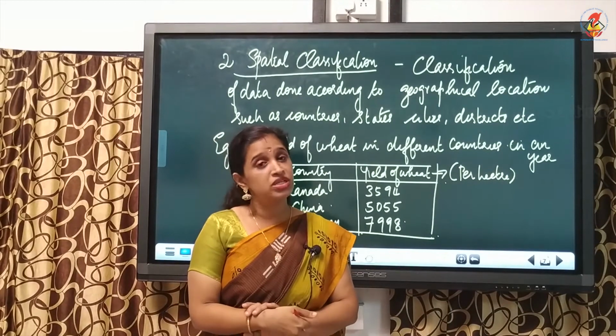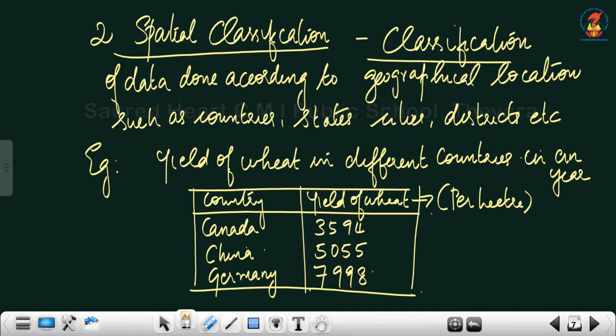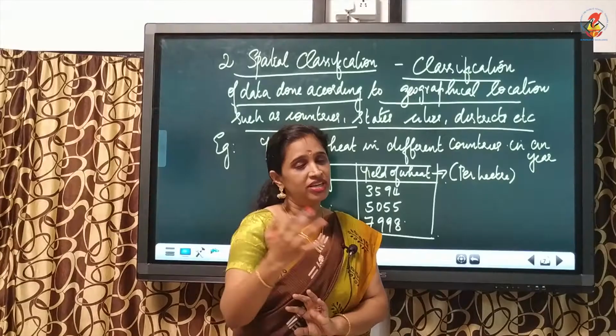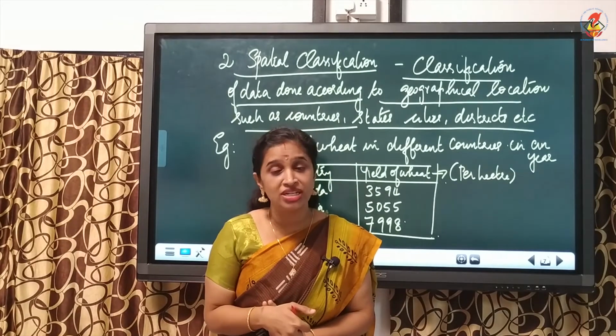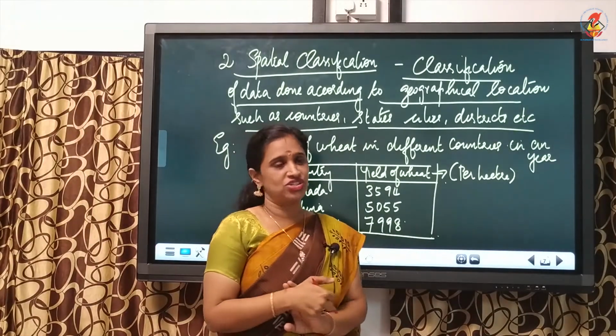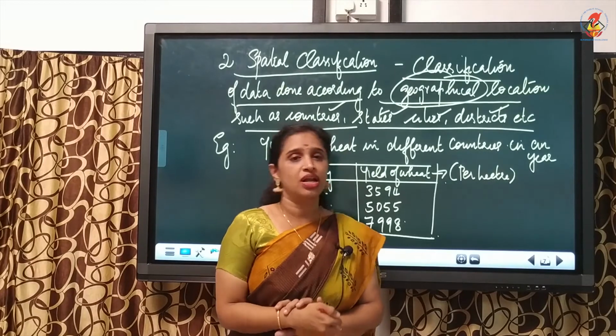Spatial classification. What is spatial classification? Spatial classification means the classification of data done according to geographical locations such as countries, states, cities, district, etc. So here the classification or organization is done on the basis of geographical location. That is very important, geographical location. So geographical location can be countries, states, cities, district, etc. So such a classification or organization is known as spatial classification.